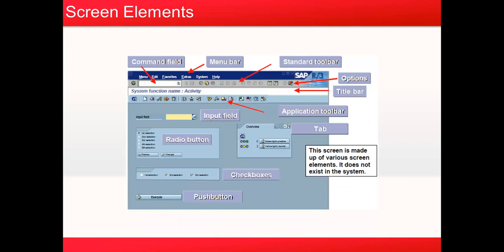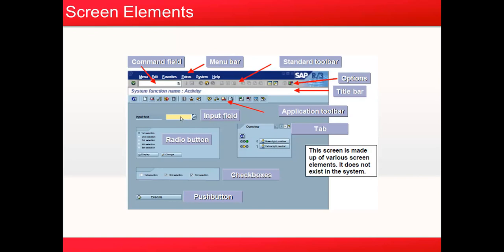Okay, so here you can see that when you log into an SAP system, this is the command field. There is a menu bar. This is the standard toolbar. Here you can specify options. This is your title bar, the title of this particular activity. This is the application toolbar. This application toolbar changes depending on the command that you execute.